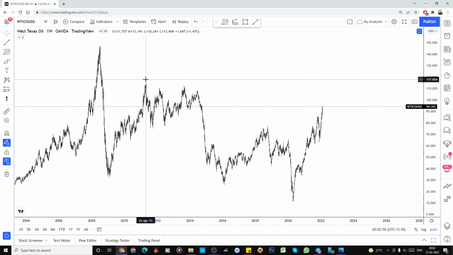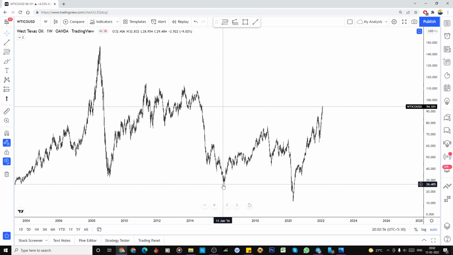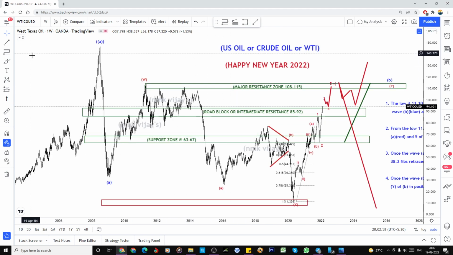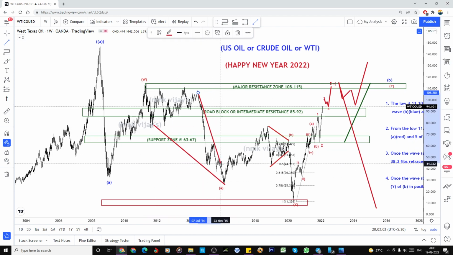We can make this as a W, and this is 1 2 3 4 5, and here is 1 2 3 4 5. So this is somewhat a wedge formation. You have to understand this. This is somewhat a wedge formation.